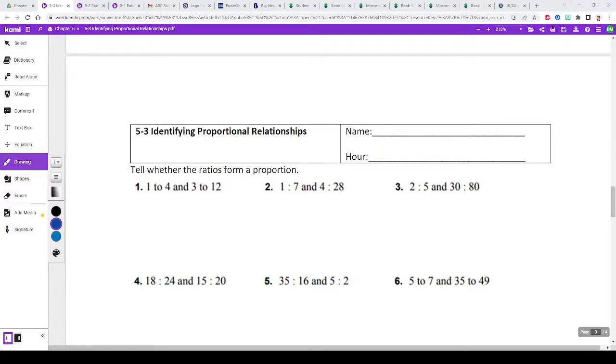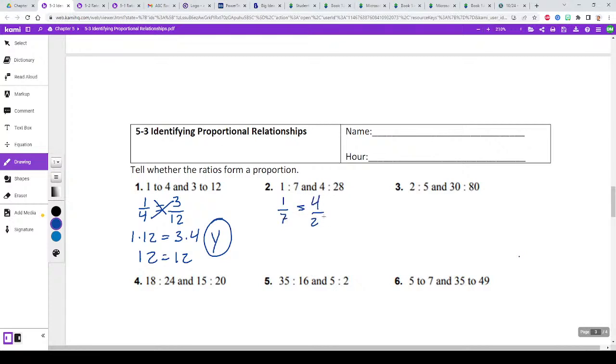All right, so here is going to be our work. Tell whether the ratios form a proportion. I'm tired, and I'm just going to do it by cross products. 1 times 12 equals 3 times 4. 1 times 12 is 12. 3 times 4 is 12. This is a yes.